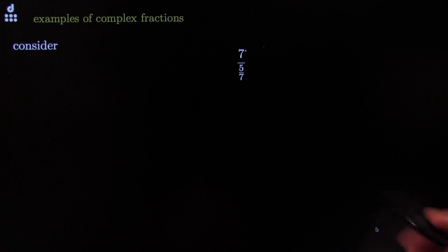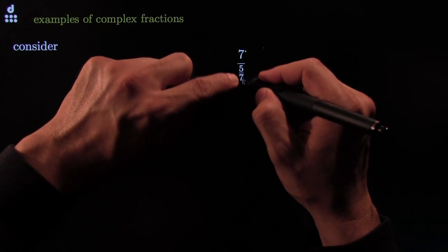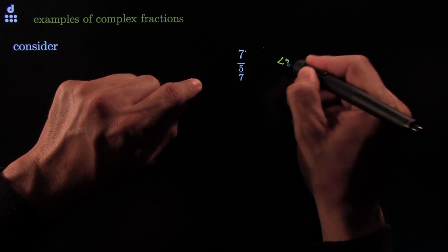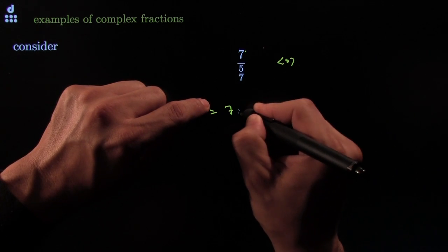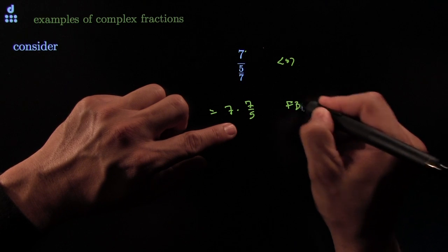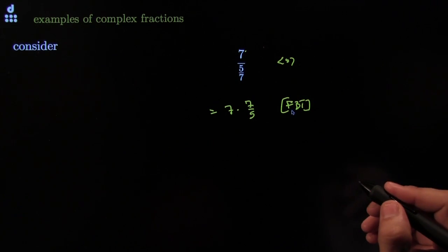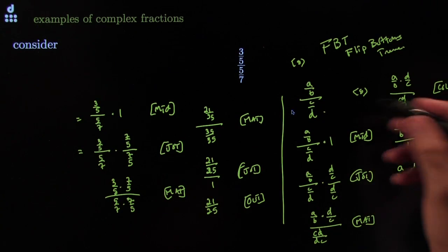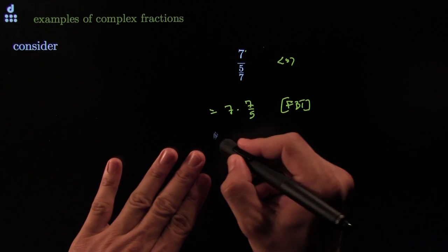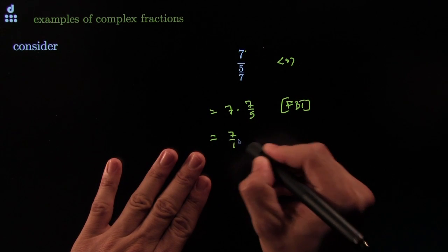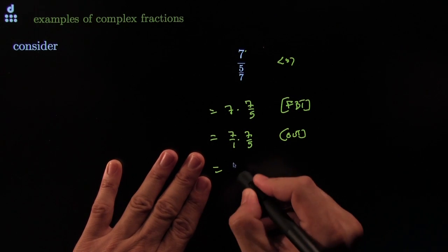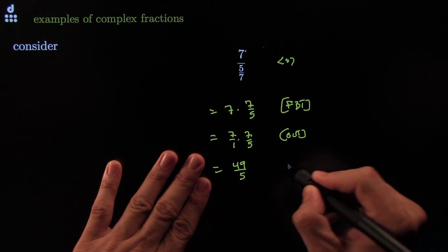So take this example. This is a perfect example for flip the bottoms theorem because the bottom is in fact a fraction. And so if this is given, I can say, you know what, this is 7 times 7 over 5 by flip the bottoms theorem. That's got all these steps built into there, the flip the bottoms theorem. And so I can say, well, this becomes 7 over 1 times 7 over 5. This is by out, and then I can multiply across, give me 49 over 5.